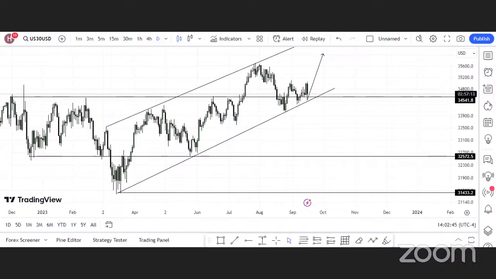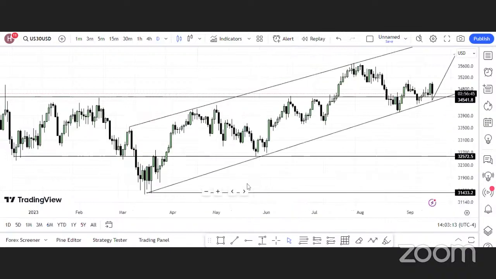All right, so now we have three types of analysis actually. Or better still, before we go into analysis, let's start with the chart. We have three types of charts. We have the line chart, the bar chart, and then the candlestick chart.